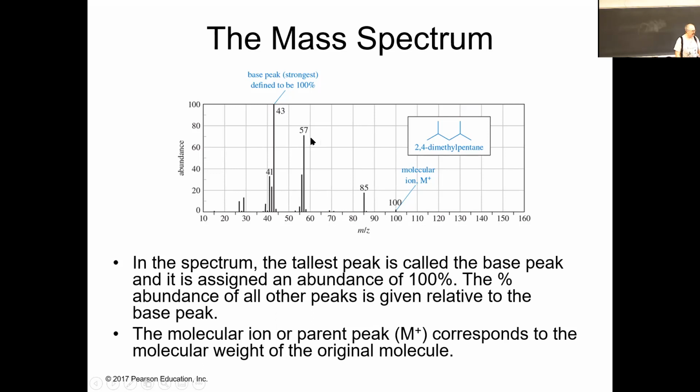And then 57 would be a tert-butyl cation. 43 would be an isopropyl cation. Okay, and then the y-axis is the relative abundance. So whatever the most abundant ion is, it's set to 100%, and everything else is relative to it.